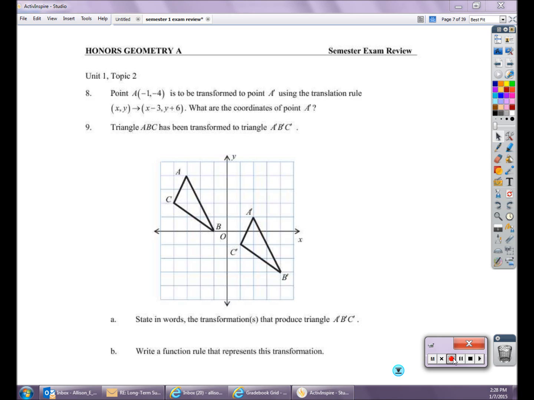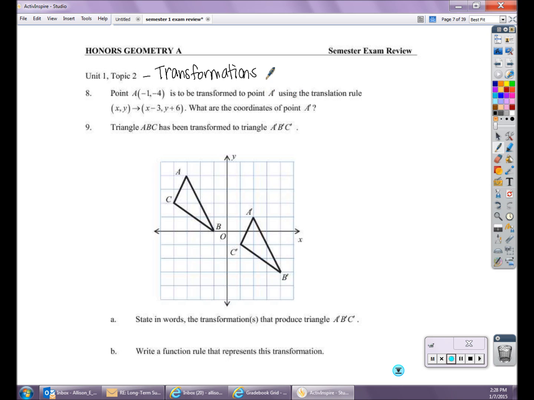Alright, this is my second video. Unit 1, Topic 2, which is about transformation. So there's a lot of memorization in this one.